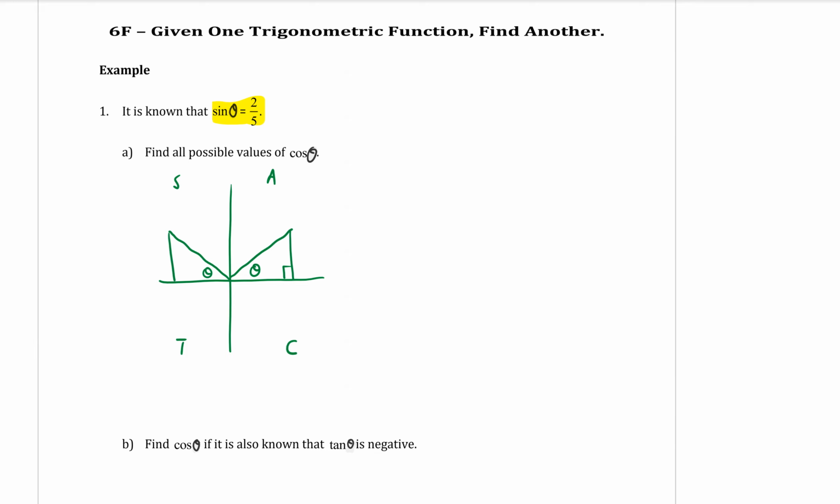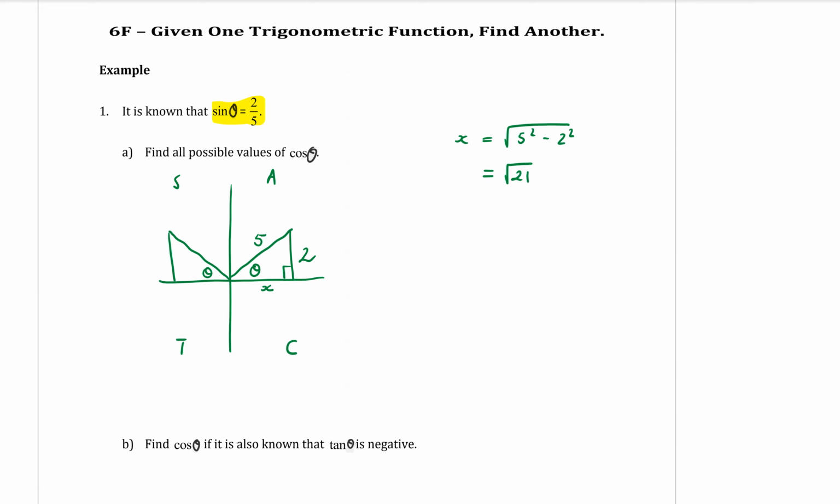Using the one in the first quadrant, sine theta equals 2 over 5, and remember that sine theta is opposite over hypotenuse. So the 2 could be the opposite and the 5 would be the hypotenuse. Because we've got a little right angle triangle here, we can use Pythagoras' theorem to find this third side here, which I'm going to call x. So x equals square root of the hypotenuse squared minus the shorter side squared, which is 2 squared. 5 squared minus 2 squared equals 21. So that's the square root of 21.